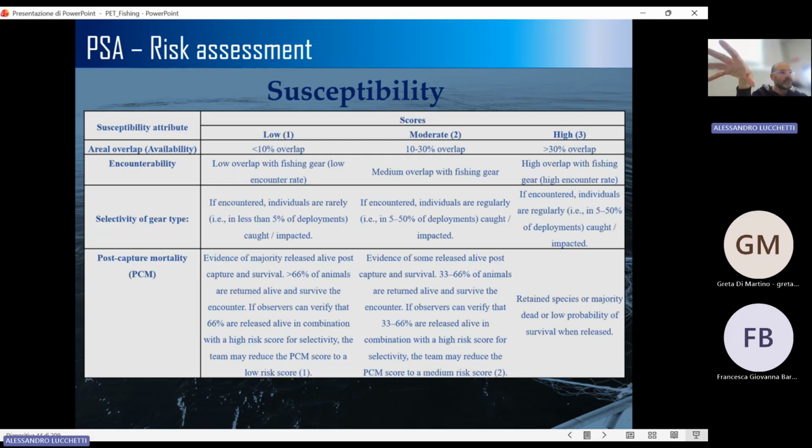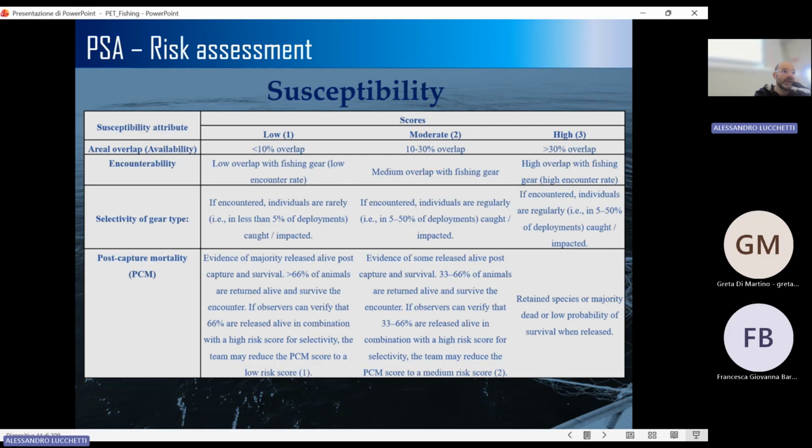The other part of the story is the susceptibility. Again, you can assign a score for the different attributes of the susceptibility. For instance, the areal overlap, where the species overlap with the fishing effort. You can score this overlap from 1 to 3. You can define this based on your experience. That's why it's a quantitative index.